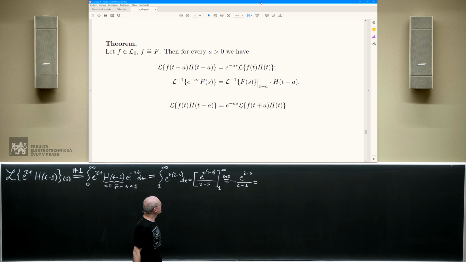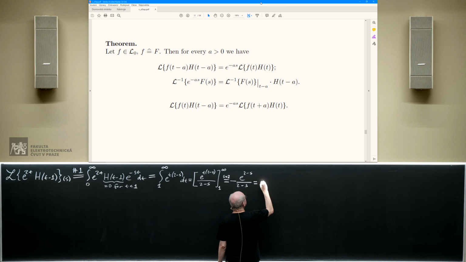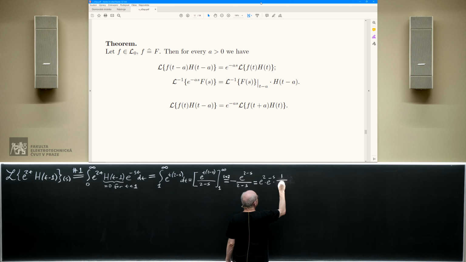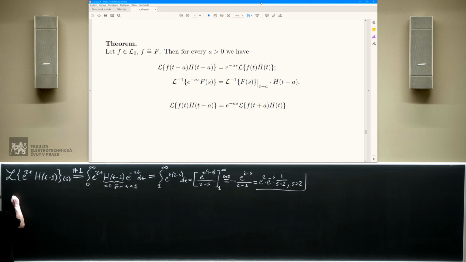And now I'm going to work it into something nicer. And I think it will be good if I write it as e squared times e to negative s times 1 over s minus 2, s greater than 2. So that's my first attempt. I go by definition. I have to do a little bit of reasoning, but it's okay. Let's try it again.